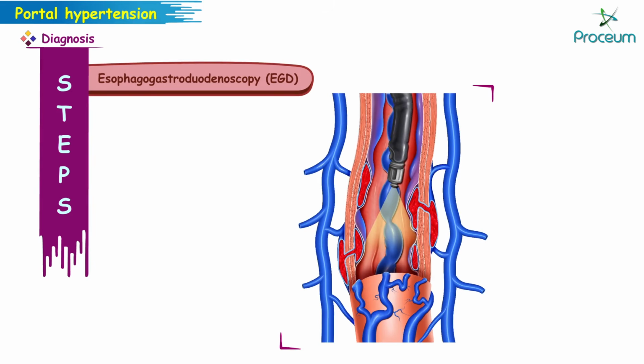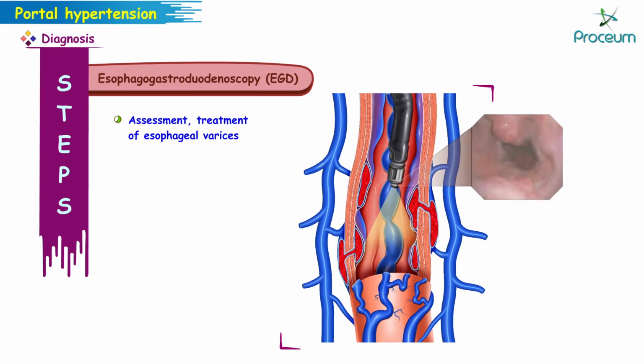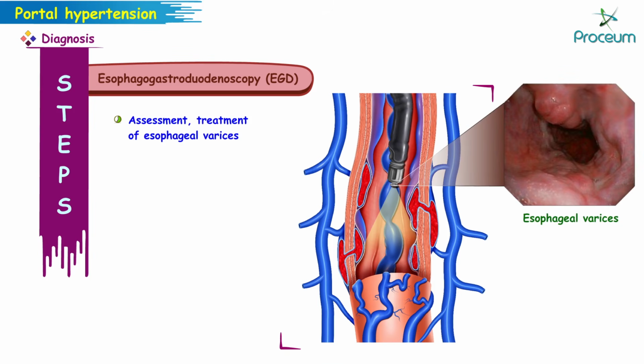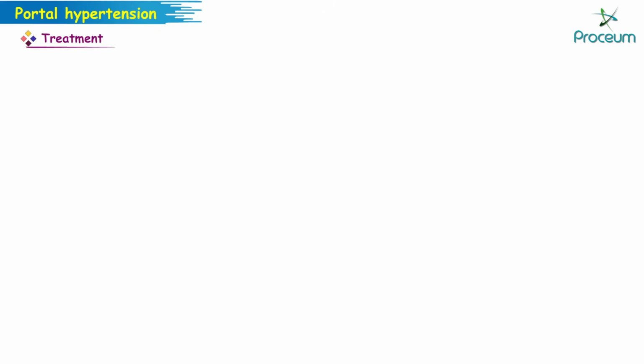Esophagogastroduodenoscopy helps in the assessment and, if necessary, treatment of esophageal varices. In patients diagnosed with portal hypertension, esophagogastroduodenoscopy should be repeated on a regular basis to identify varices before they start rupturing. Treatment. The treatment of portal hypertension can be two-pronged.